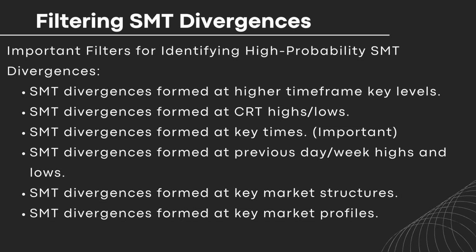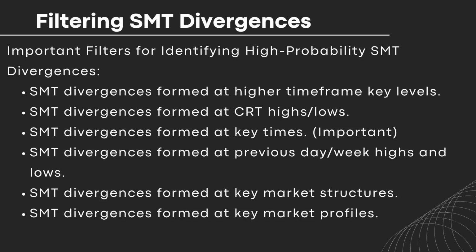The next important filter is SMT formed at CRT highs and lows. Now we know that CRTs are ranges, right? And the extremes of each CRT, the high and the low, are high probability areas for SMT to be found. They're basically high probability swing points, right? So CRT highs and lows are key areas for SMT to be found. It's actually one of the main factors that confirms a CRT and leads me to select a high probability CRT. If a CRT has an SMT with a correlated asset, then that CRT is going to be a high probability CRT for me, right?